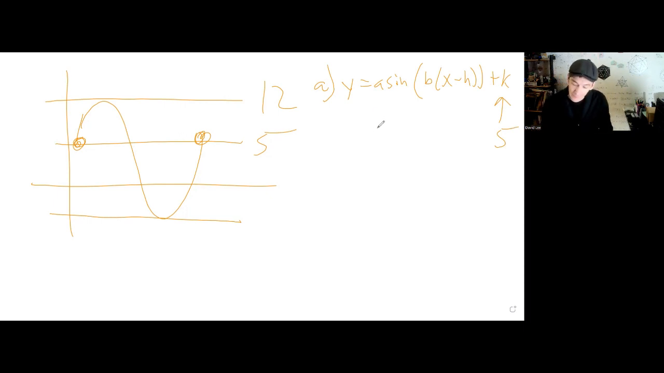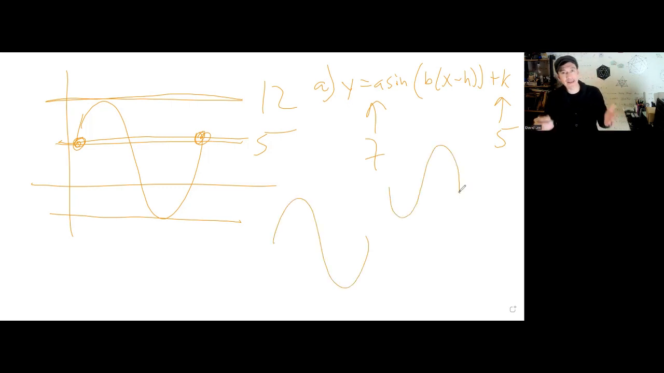Now find a. From the middle, how much did you have to go up to the top? Well, we're going from 5 to 12, so that's going to be 7. But is this 7 positive or negative? Based on what you see, it's positive because the graph goes up and then it goes down. If the graph was down and then up, it would have been negative. So positive 7.